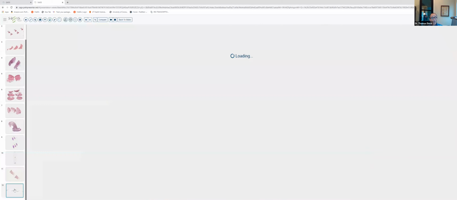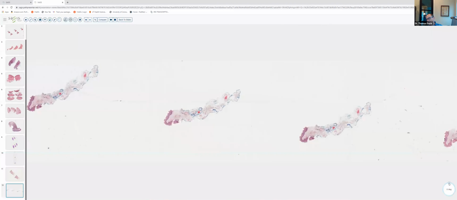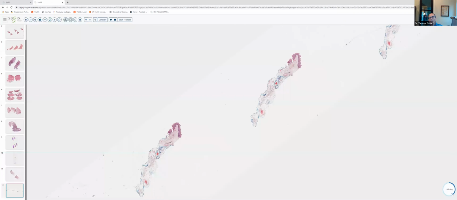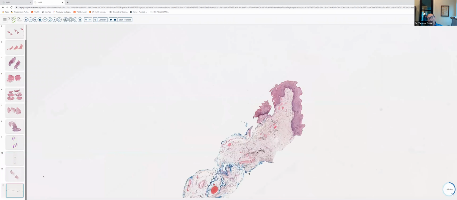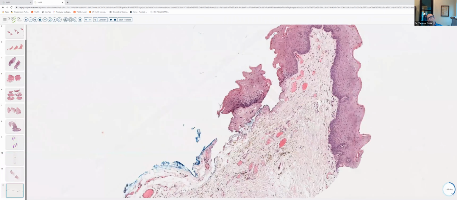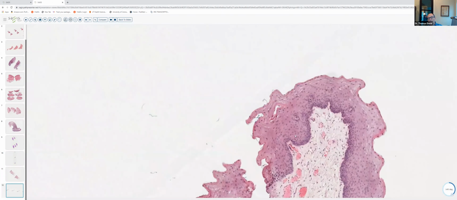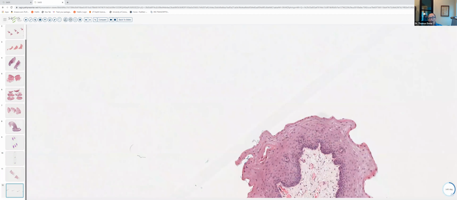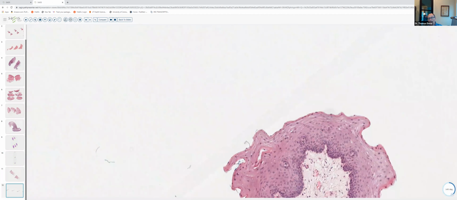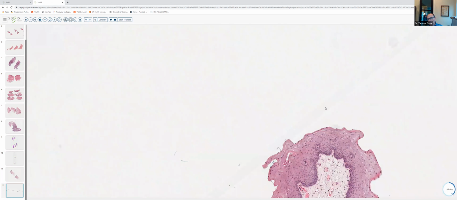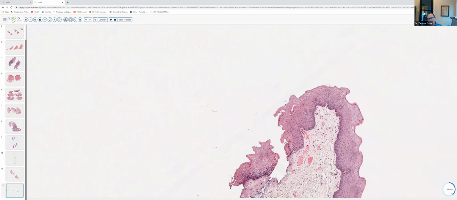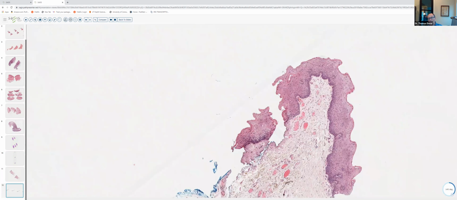Okay, let's go ahead and move on to our last slide, slide 12. Skinny little biopsy here. Let me flip it. And again, we take a look at the epithelium here. We see that we've got parakeratosis, no granular layer, kind of an edematous and vascular dermis. And this again was a mucosal surface.